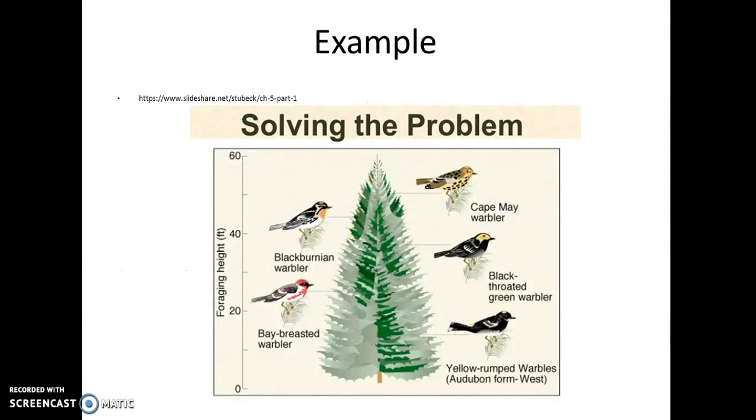So here's an example. We have a number of different species of birds living within the same tree, but they all live within the same area of the same tree, same type of tree, same species of tree. So they have a different niche.